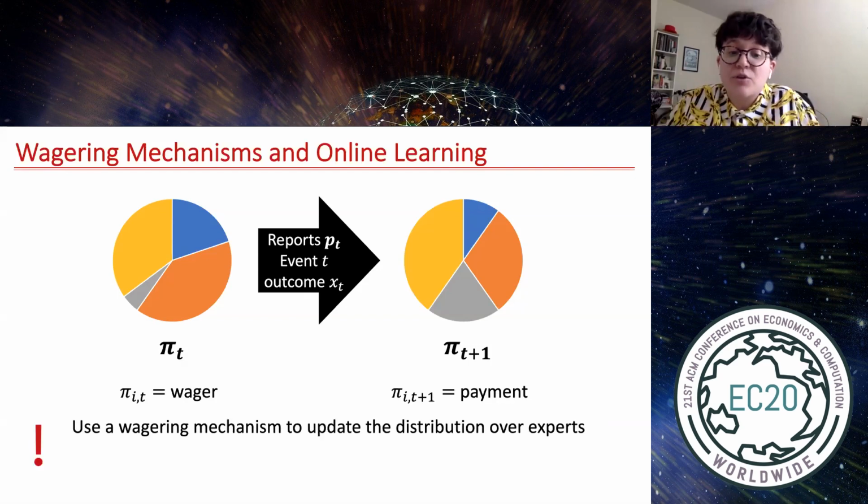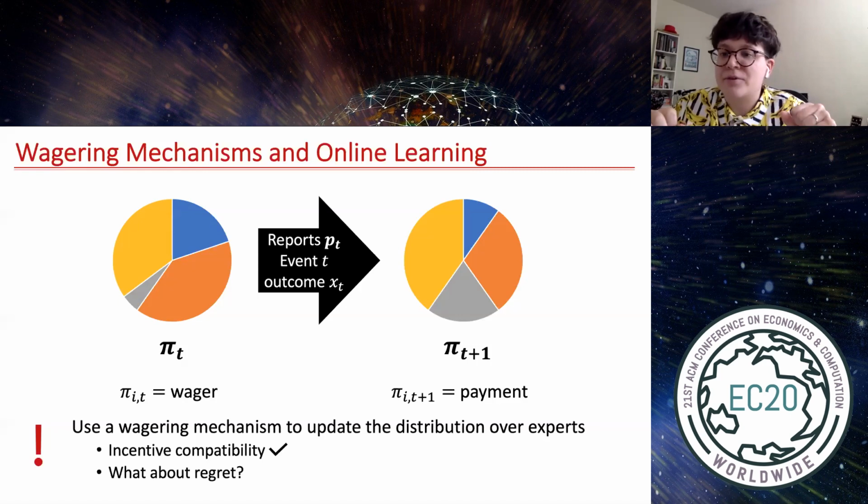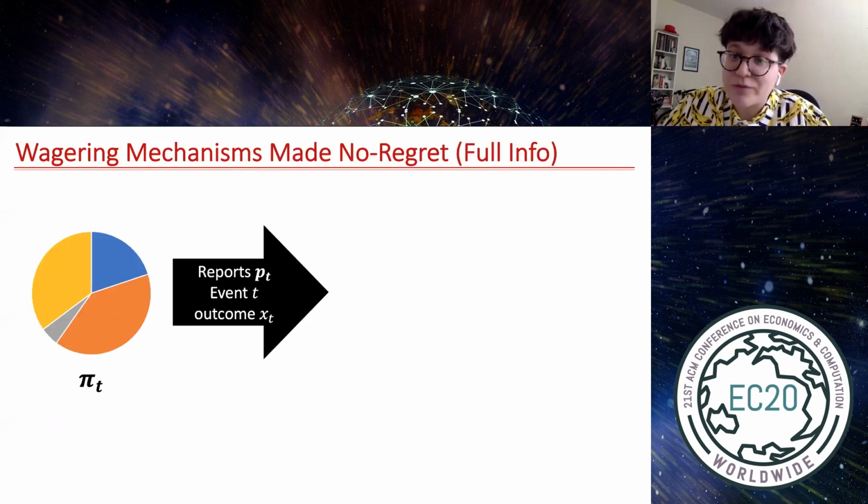Now, this means that if you use a wagering mechanism to update your distribution over experts, you directly have incentive compatibility by the family that I just discussed in the previous slide. Well, what is the catch? You no longer have no regret. So if you just apply the black box algorithm, the weighted score wagering mechanism, you end up incurring linear regret in the online learning problem.